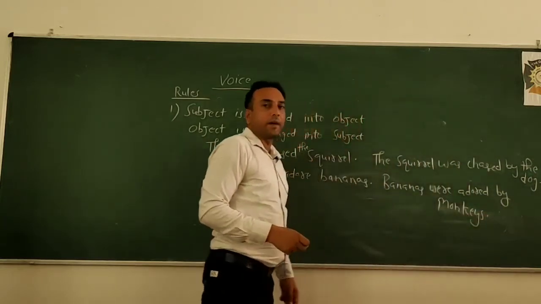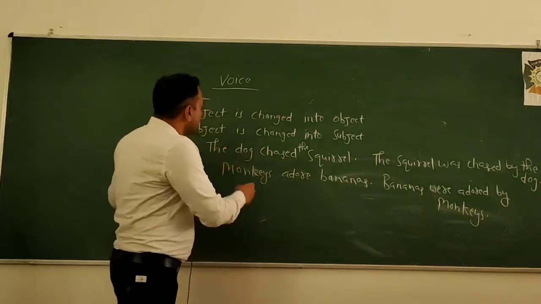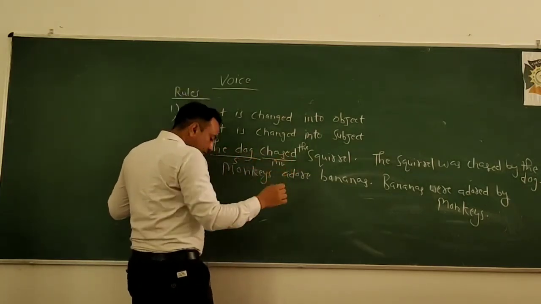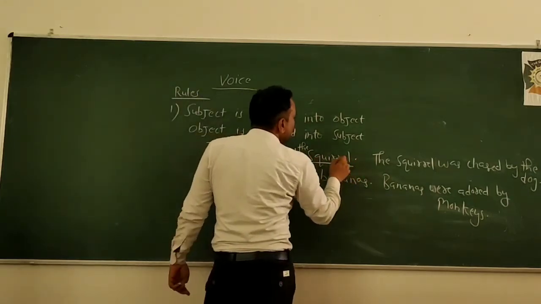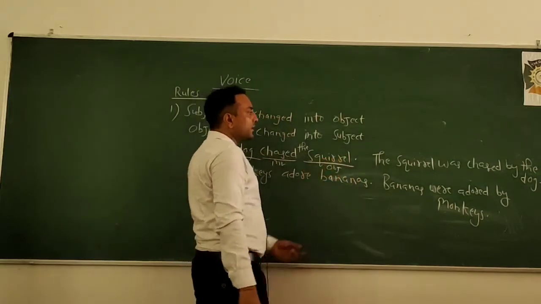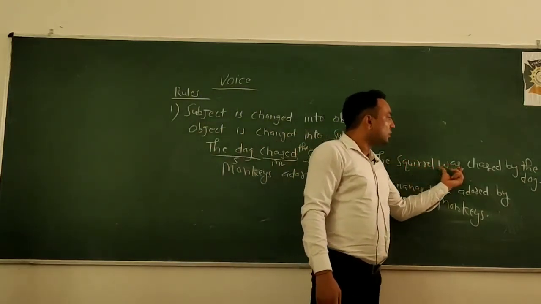Bananas are adored by monkeys. So the subject is here in the sentence. The dog is the subject, chase is the main verb, and the squirrel is the object. So in this sentence the squirrel becomes the subject and the object, and was is used here.